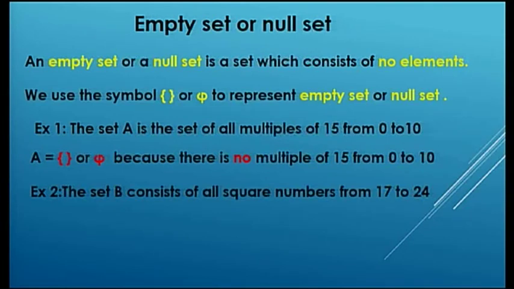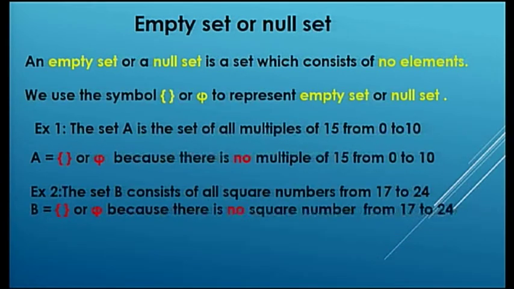In example 2, the set B consists of all square numbers from 17 to 24. Is there any square number between 17 to 24? No. Again, set B is an empty set, or we can say a null set.